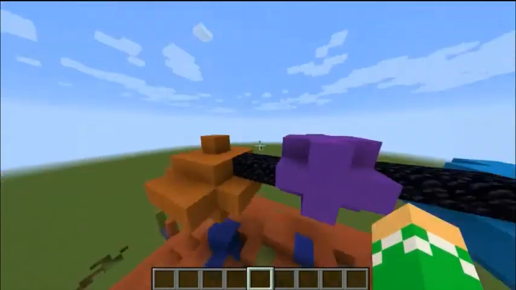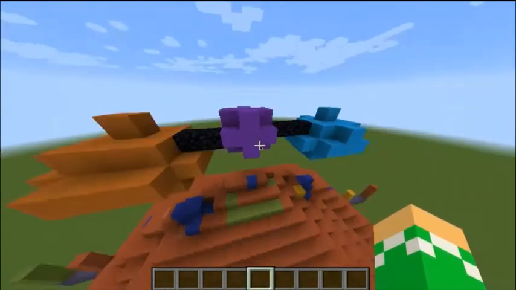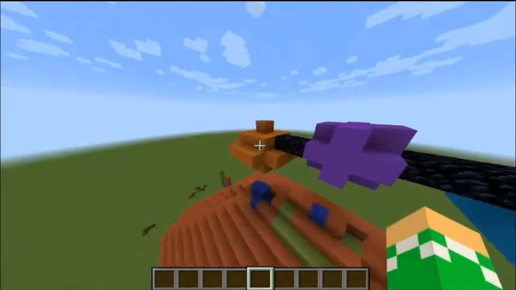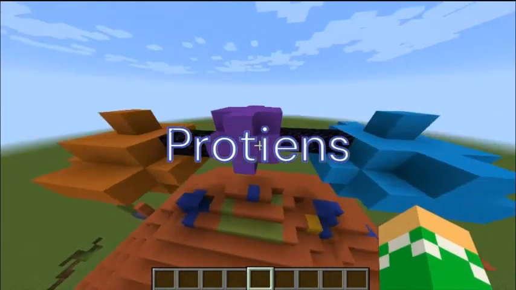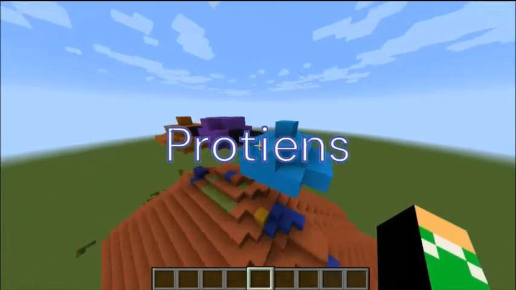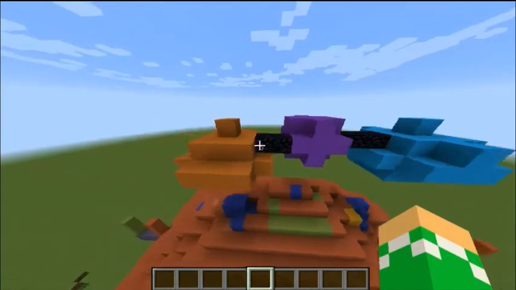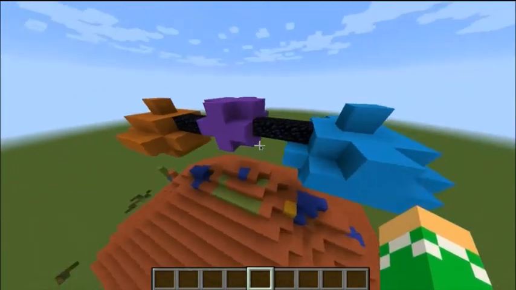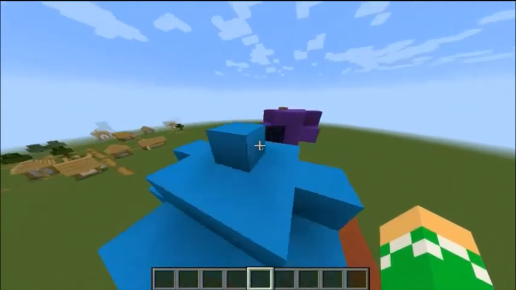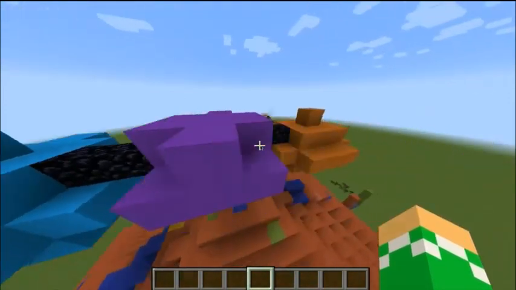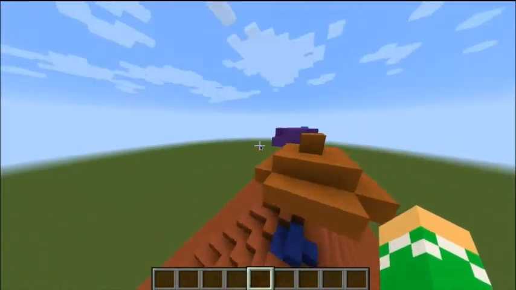And there, as you see here, this is the amino acid chain, also known as proteins, because protein is made up of amino acids. This biomolecule helps almost everything in your body system.